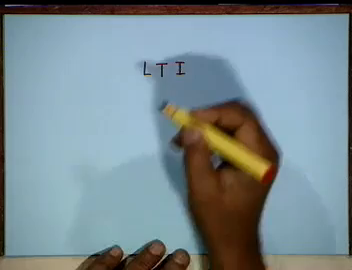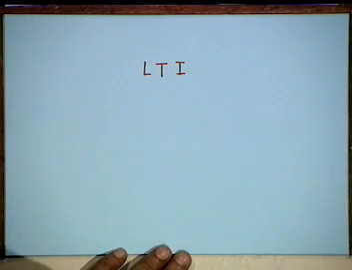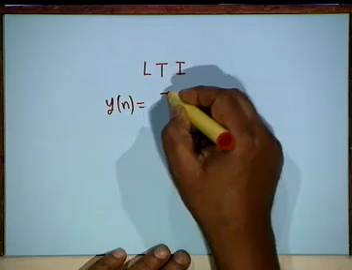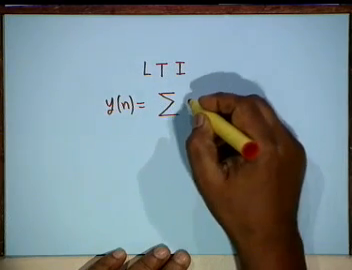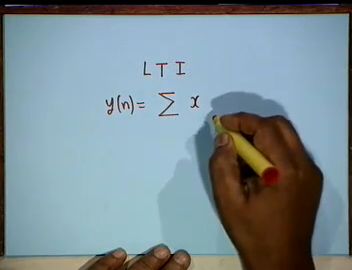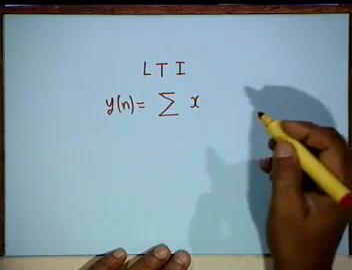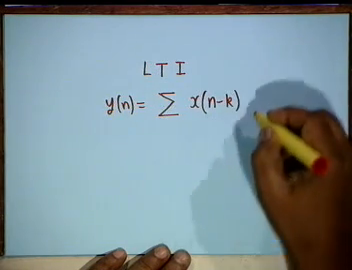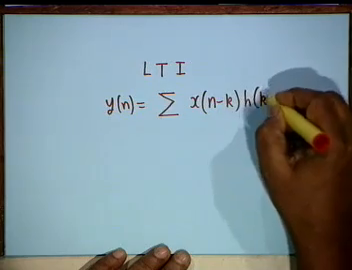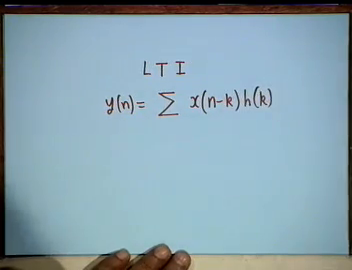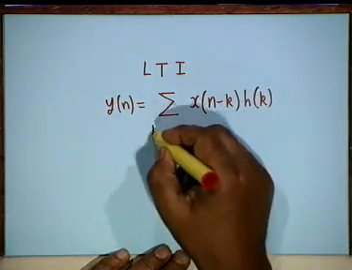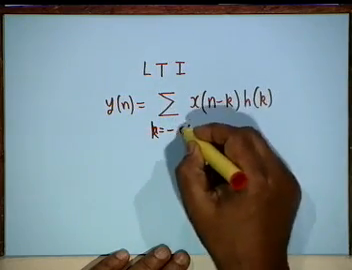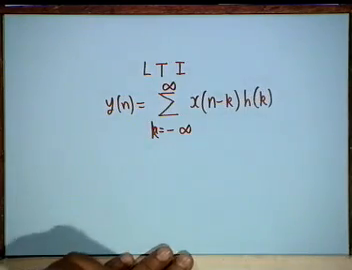So, we try to find out the response to an exponential signal, and for that we specialize our system to LTI, linear time invariant system, for which you know that the output is given by the convolution of the input and the impulse response, x of n minus k multiplied by h of k. I should have written it the other way around. But it does not matter. k goes from minus infinity to plus infinity.